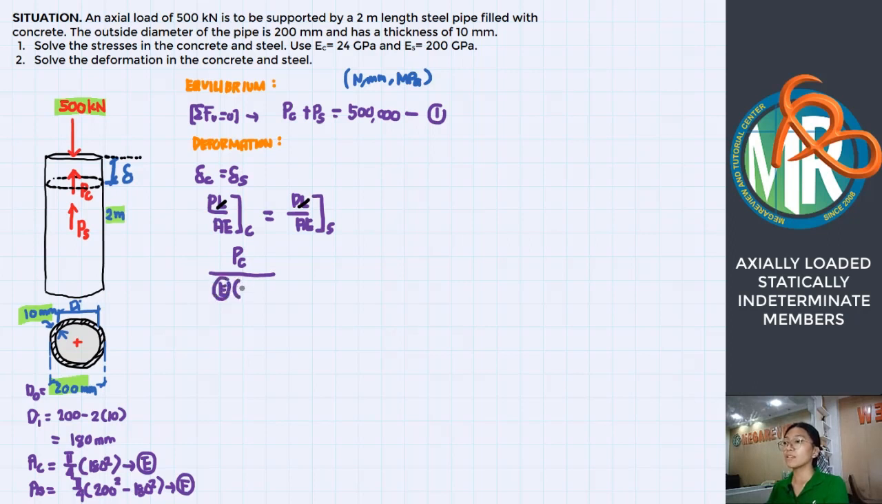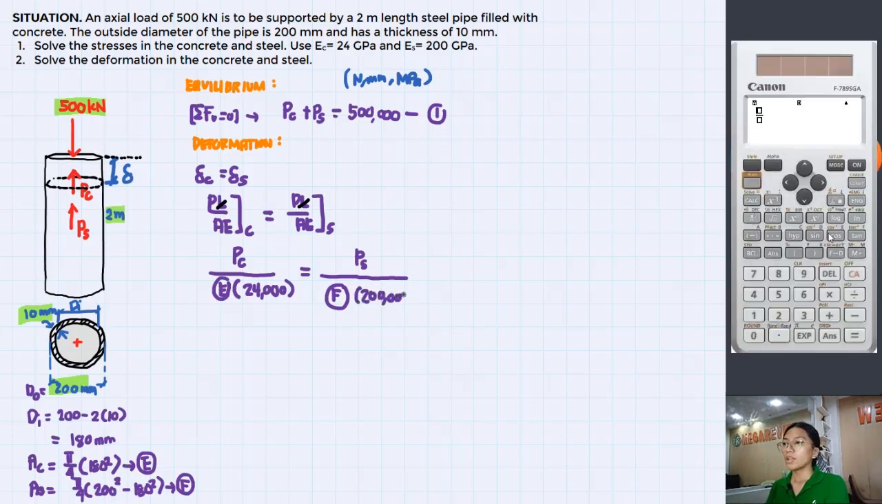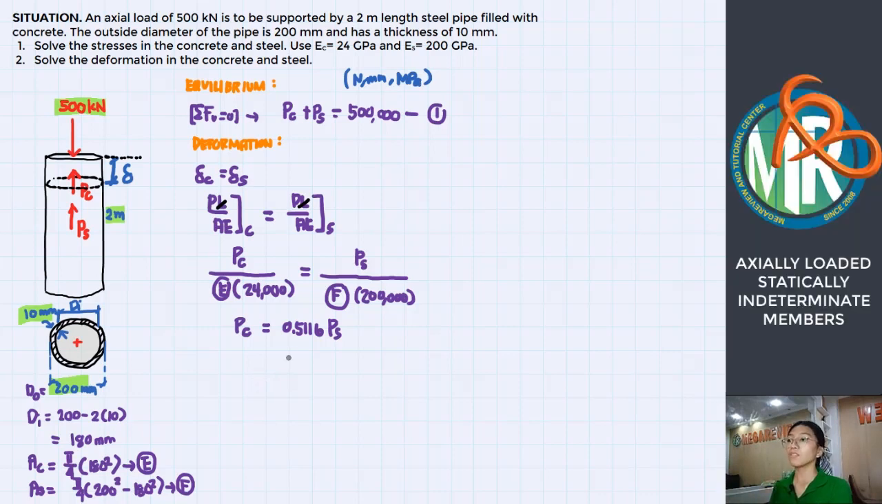And then, the modulus of elasticity ng ating concrete is 24,000 megapascal. This equals the deformation of the steel, which is PS. Length of the steel is na-cancel. Area of the steel naka-store kay F. Modulus of elasticity of the steel is 200,000 megapascal. Okay? So, you can have a relationship of PC in terms of the force of the steel. Ilan ba to? That is 0.5116 of the force of the steel. So, in-express lang natin yung force of the concrete to the force of the steel.